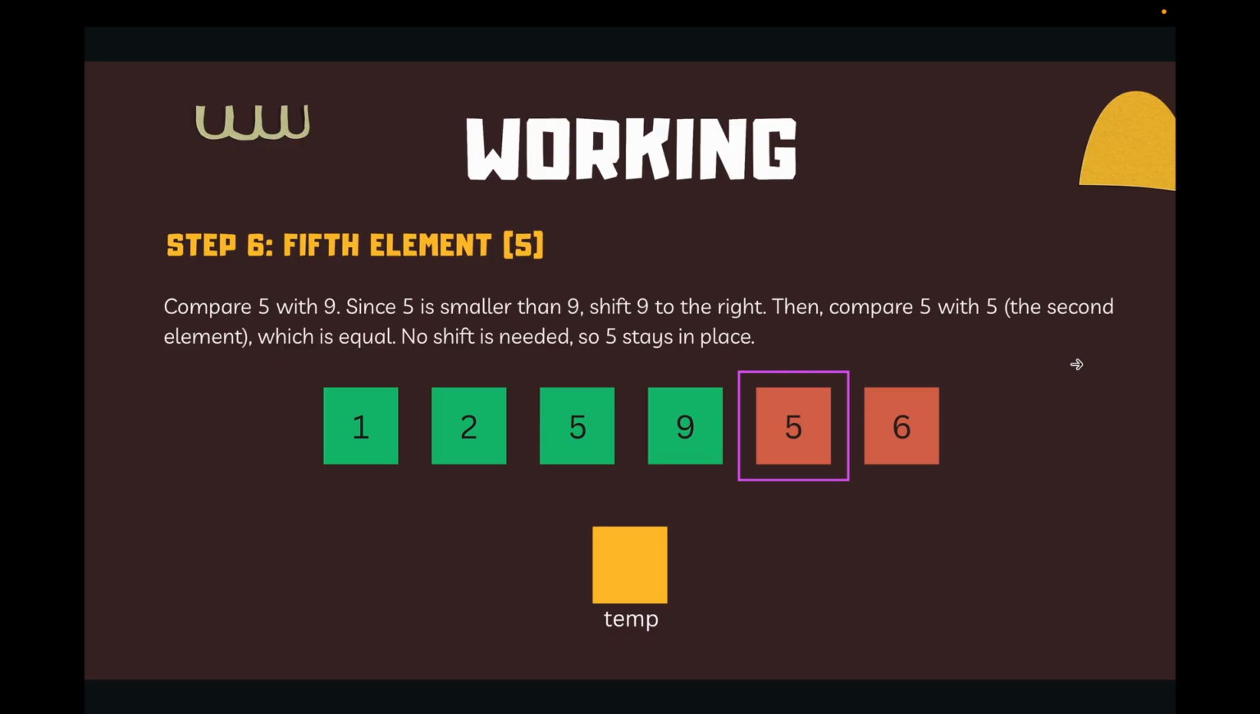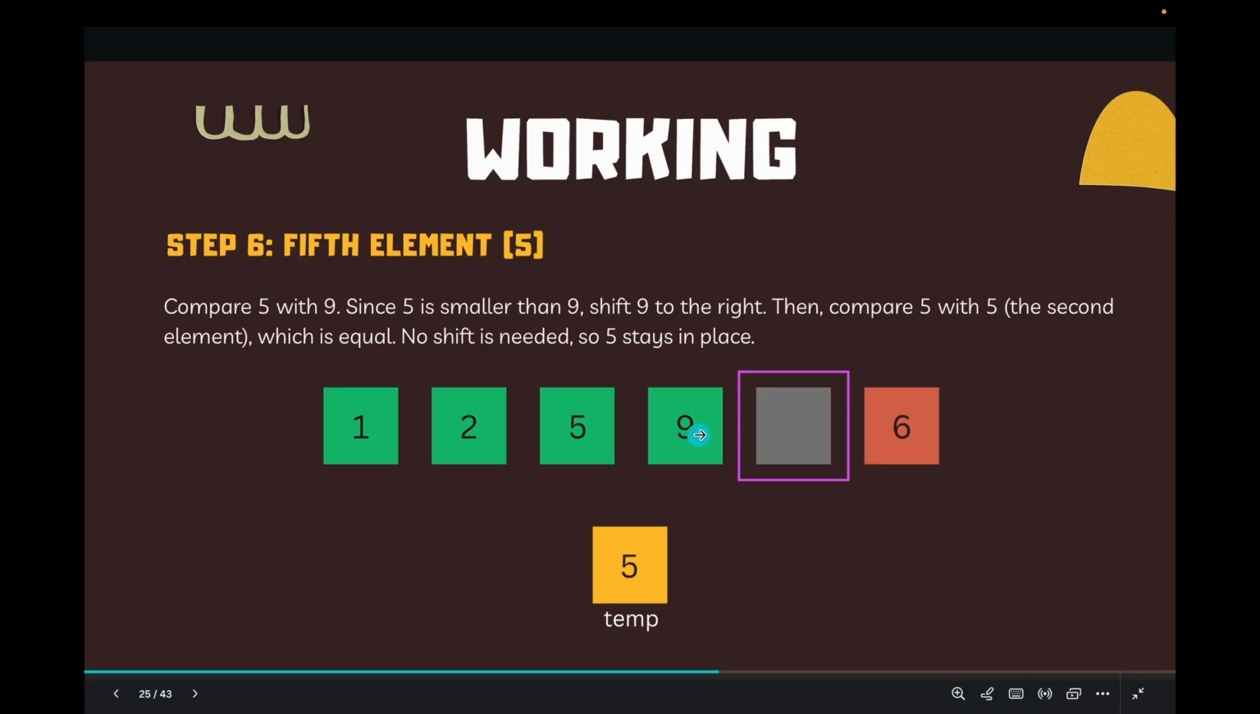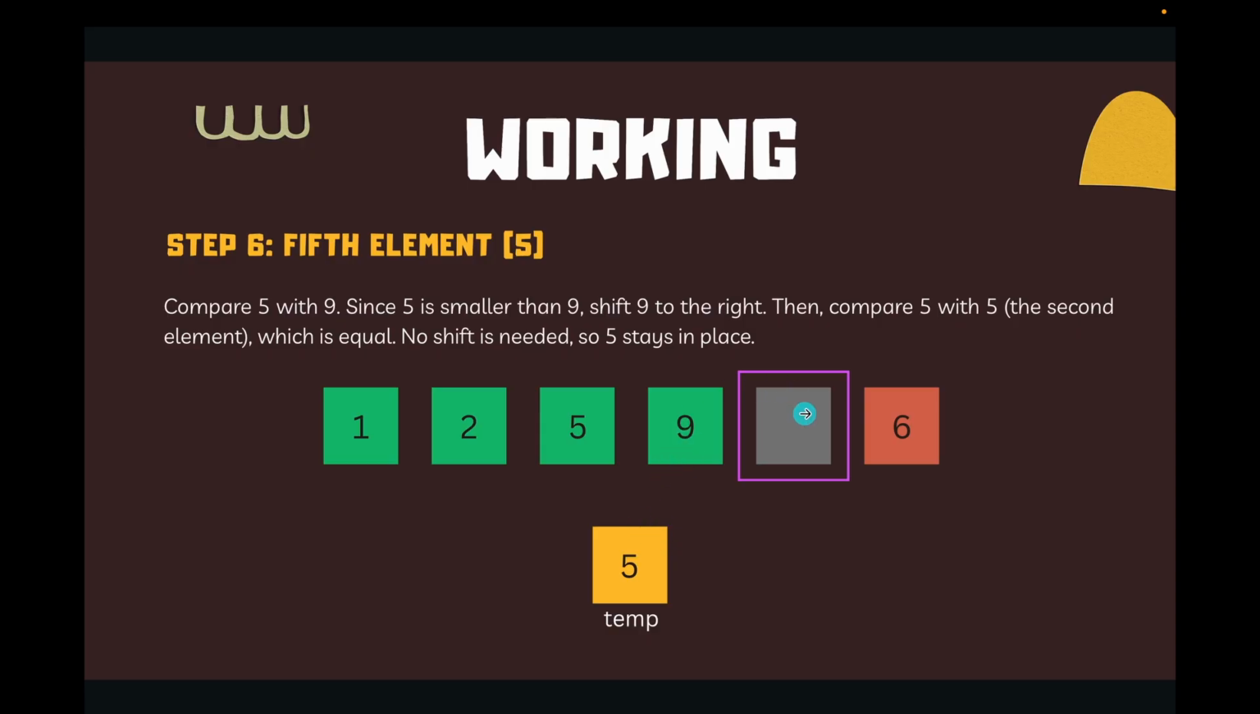Now we'll move forward. The fifth element, that is 5 here, so we will just store it in the temporary variable. We will start comparing it from right to left in the sorted part. 5 is less than 9, so 9 will move here, as you can see here. And then 5 is not less than 5, so 5 will move here, not here, as you can see this. And we will see this part as the sorted part.